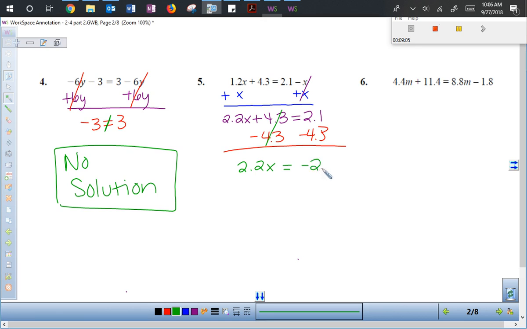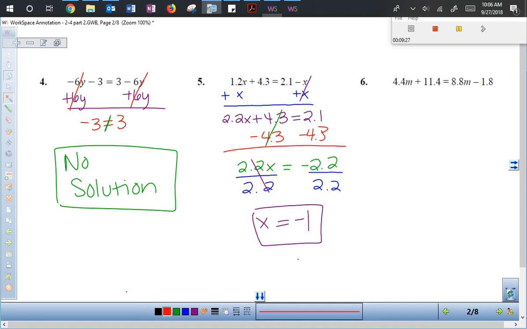So negative 2.2. And to get 2.2 away from this x, I need to divide each side by 2.2. So that's going to leave me with x on the left side. And if you'll notice, these two numbers are the same, except one is negative. So 2.2 over 2.2 is 1, but bring down that negative sign. x equals negative 1.